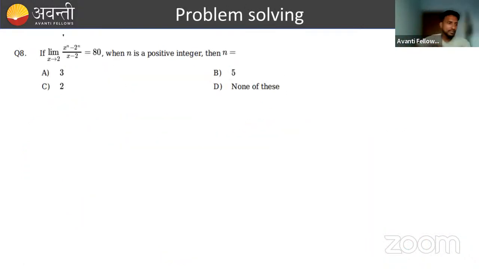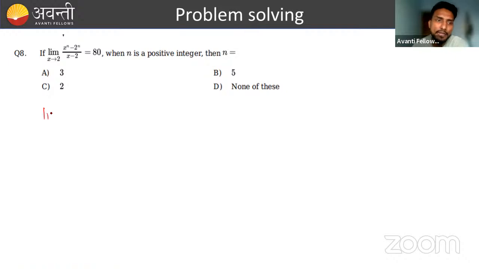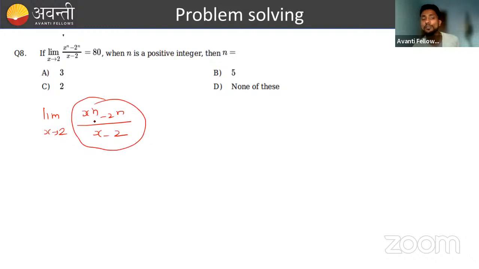Look at question number 8. This is also a very easy one. This is limit x tending to 2 of x to the power n minus 2 to the power n, divided by x minus 2. This is a very easy, direct formula we have: x to the power n minus a to the power n divided by x minus a.